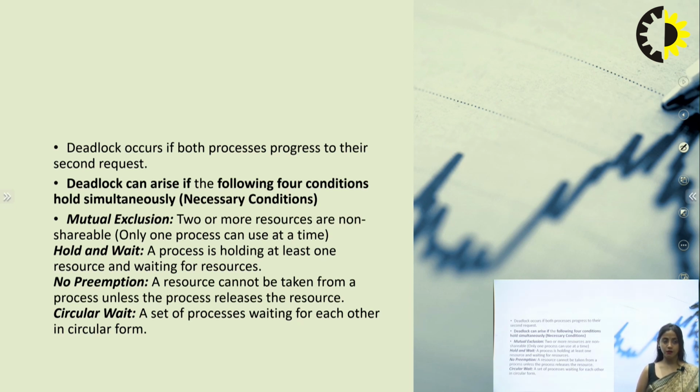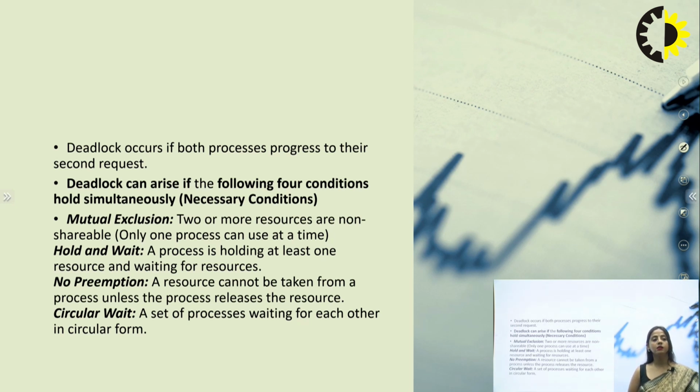Second is hold and wait. A process is holding at least one resource and waiting for another resource. A process which is already holding a resource is waiting for another resource which is being held by another process. So this is termed as hold and wait. And what is mutual exclusion? When 2 or more resources are non-shareable, only one process can use a resource at a time.